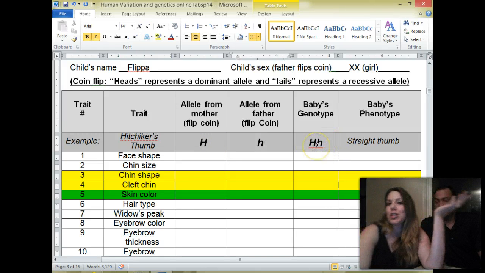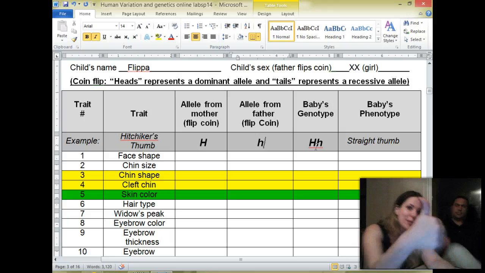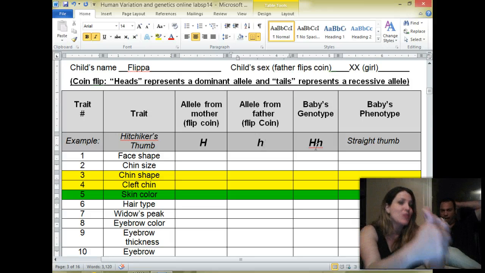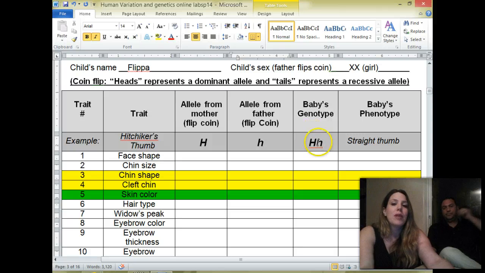And you might recall hitchhiker's thumb is a recessive trait, meaning to get hitchhiker's thumb, I would have needed to have received a recessive allele from each of my parents and been homozygous recessive, little h, little h. But in this baby's case, I donated a big H egg and he donated a little h sperm, so this baby ends up with a straight thumb, not with a hitchhiker's thumb. Okay, so that's just one example.